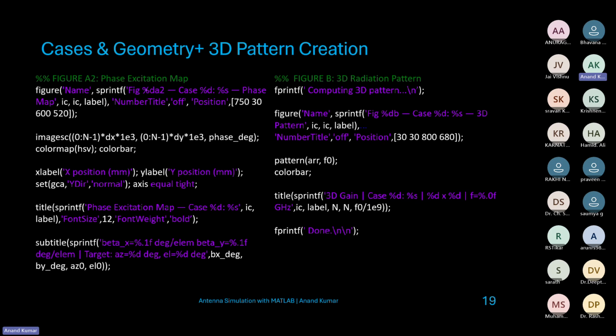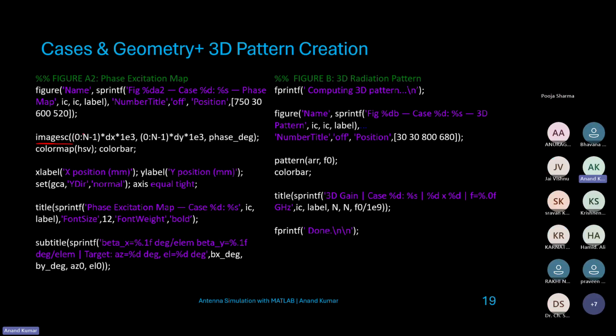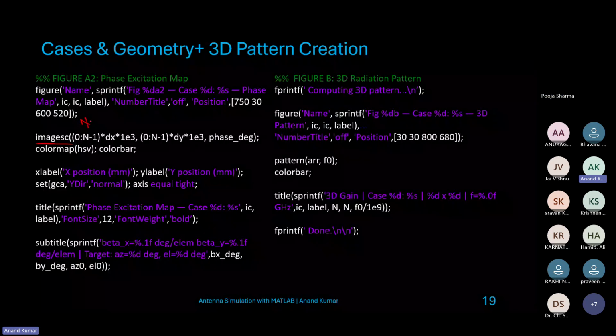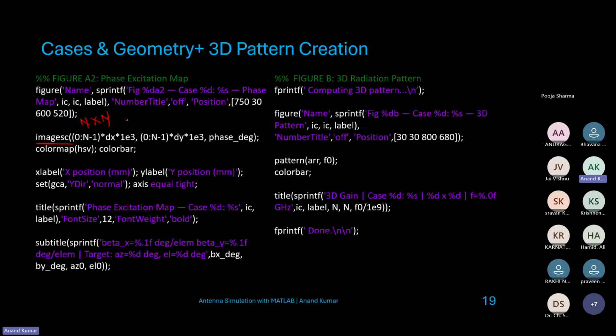So how to build the phase excitation map? We use this function called imagesc. Imagesc basically takes in a matrix. So it will take, let's say, an n cross n matrix and then plot it as an image on the screen as a 2D plot, right? And if you give it a 3D value, it probably can plot that as well. And then imagesc will plot the phase excitation plot. You can have your X label, Y label, and then make it more beautiful with title and subtitles.